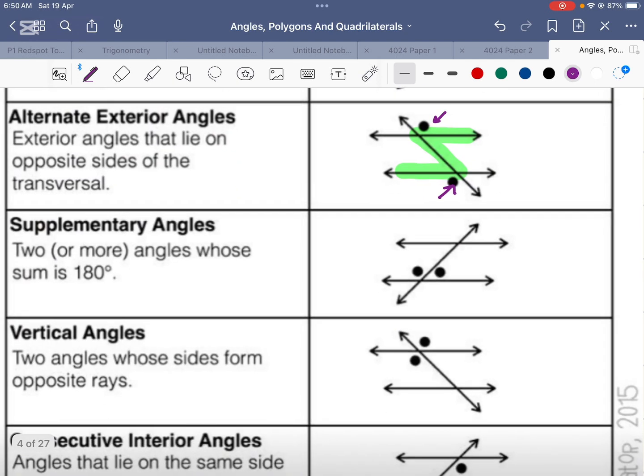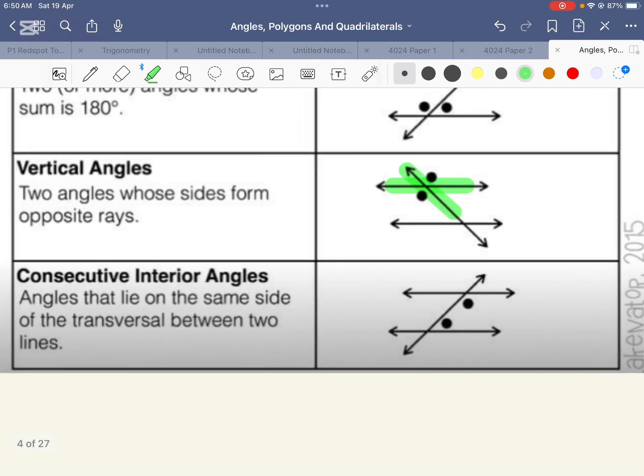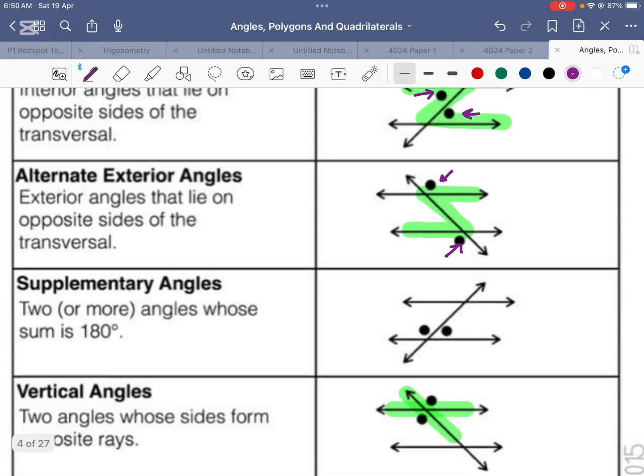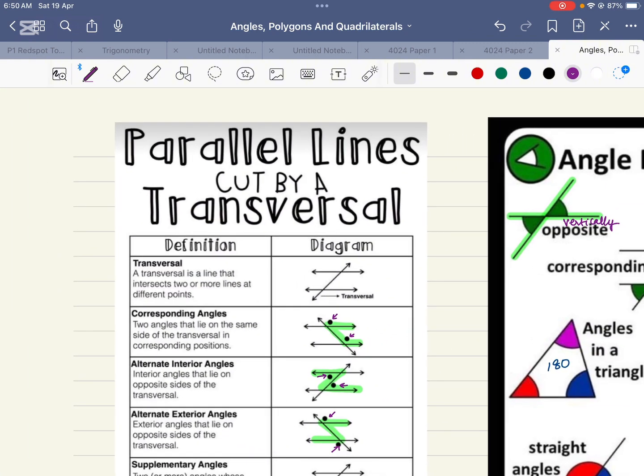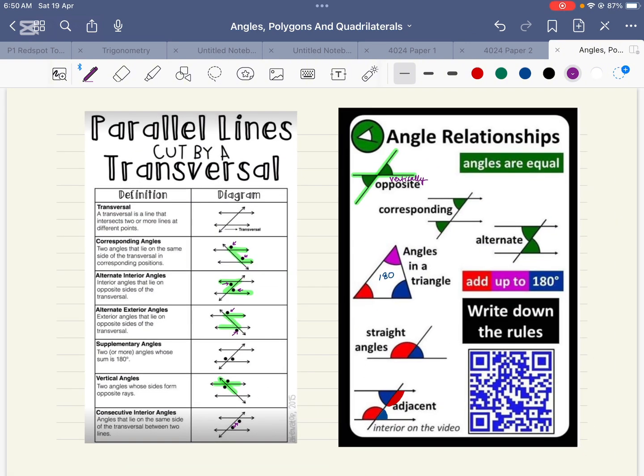Supplementary angles we know. Vertical angles or vertically opposite angles we have seen. Consecutive interior angles, these are consecutive interior angles. We will mostly be using alternate angles and sometimes corresponding angles. Sum of angles in a triangle, which is not a quadrilateral because it has three sides, is 180.